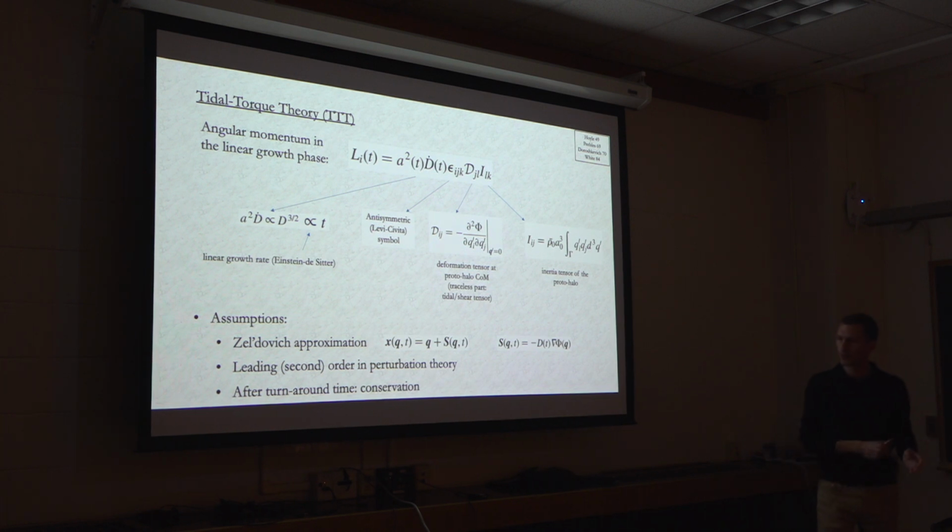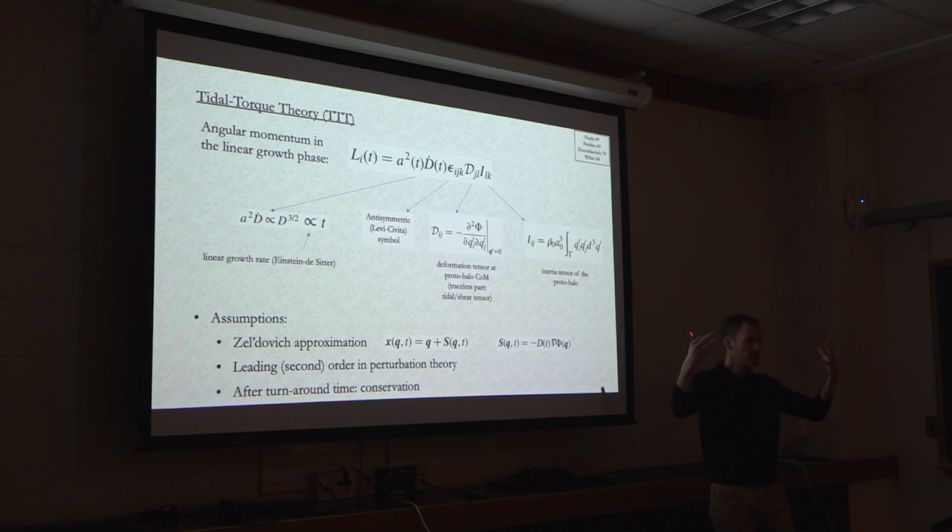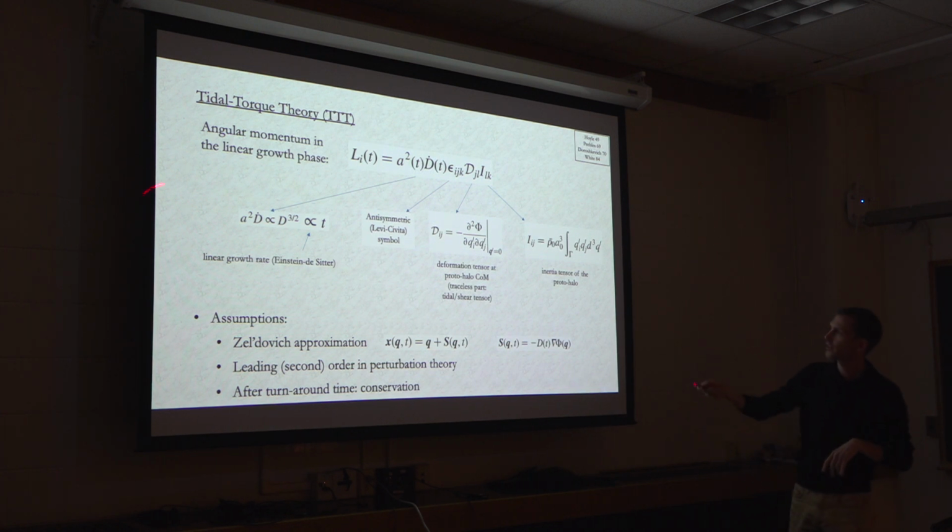But this is a good point to stress that mergers are naturally included in this picture, because what we're talking about, this inertia tensor, is of everything that will in the end be in the final galaxy, including all the subcomponents that merge around. Okay, just quickly going through the assumptions that go into deriving this form.